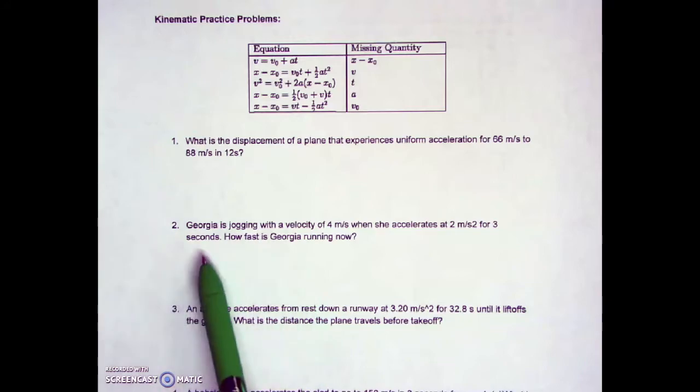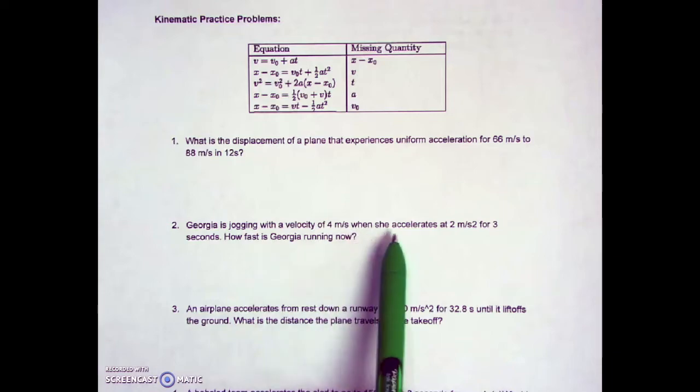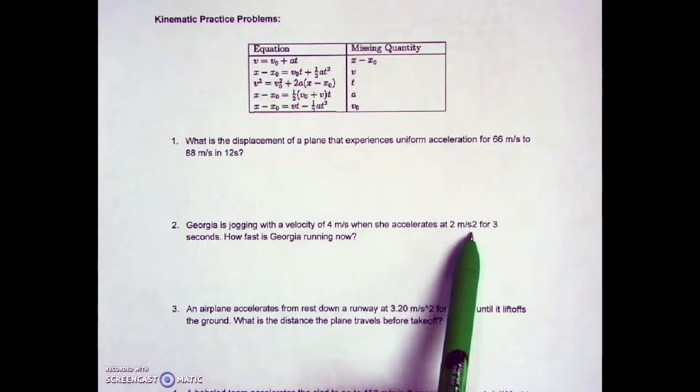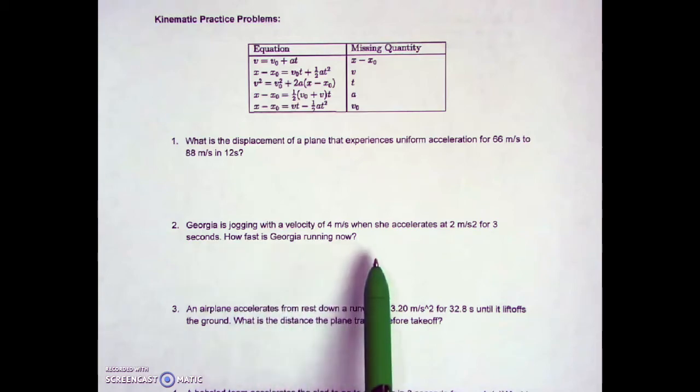It says Georgia is jogging with a velocity of 4 meters per second when she accelerates at 2 meters per second squared for 3 seconds. How fast is Georgia running now? The first thing we want to do when we're problem solving, remember, is pull out all the important information. So I suggest circling every value and every unit that the problem gives you.